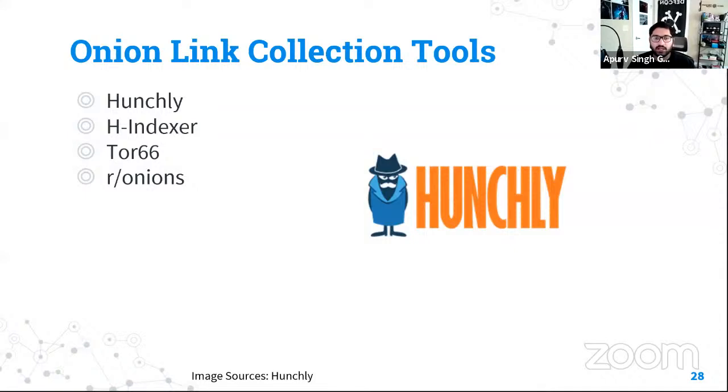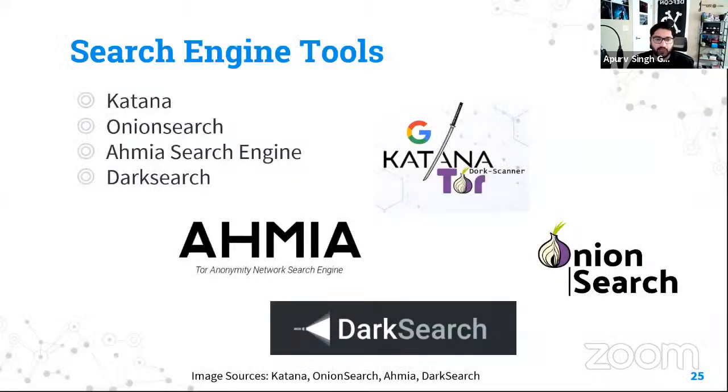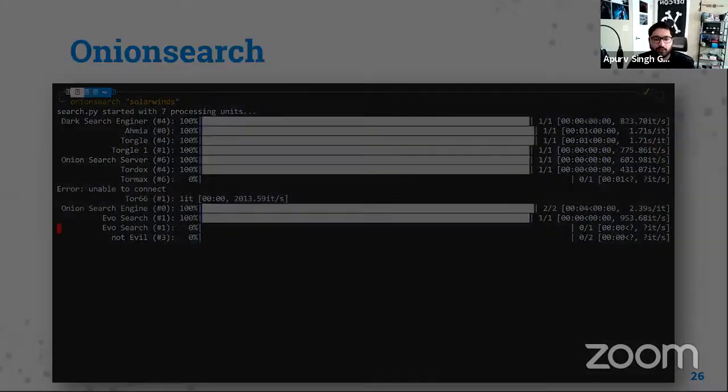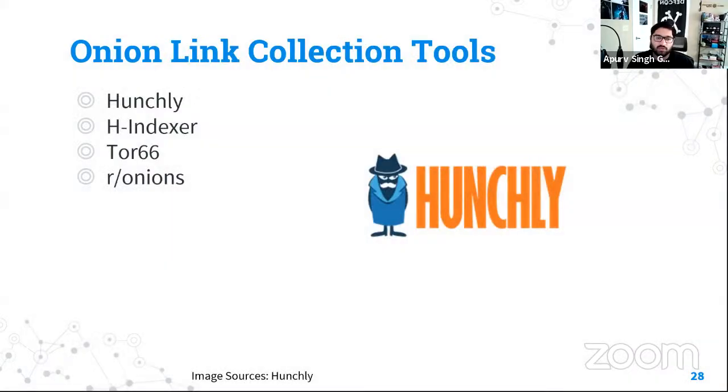Coming to the onion link collection tool, and other tools are again similar to EMEA and Dark Search. These are GUI based, so you can just type your search keyword and it will give you all the onion links. Now coming to the onion link collection tool.